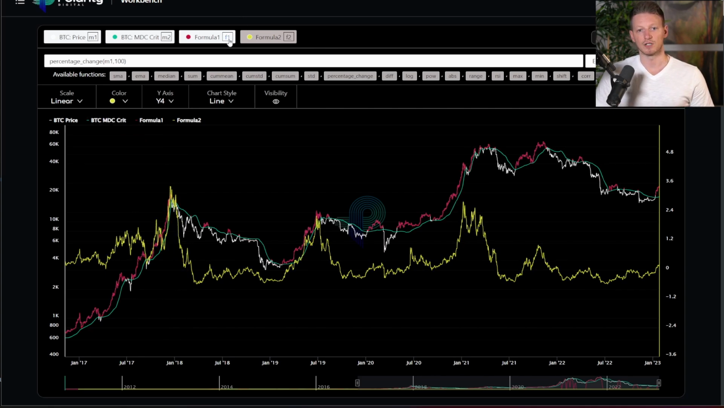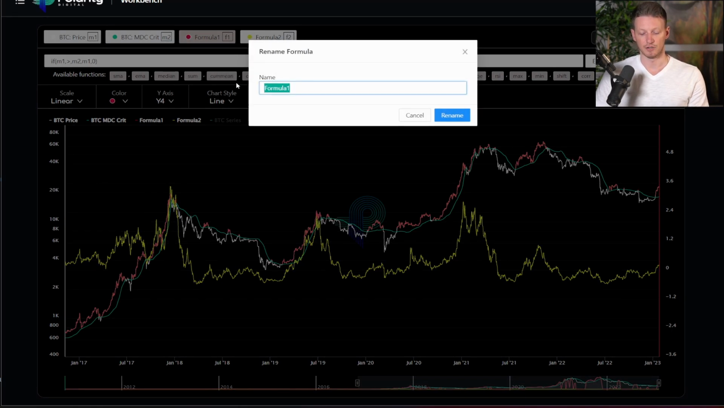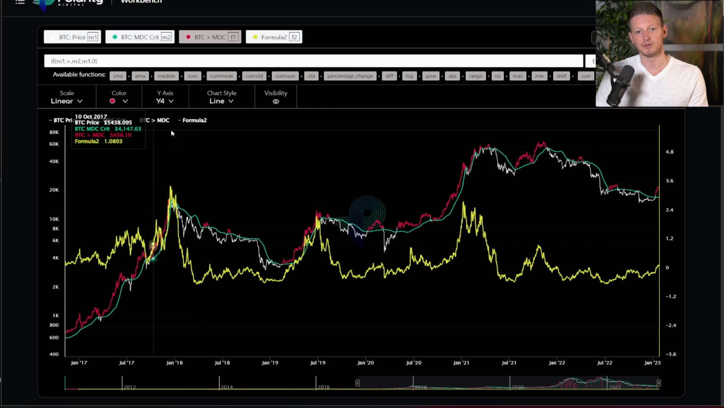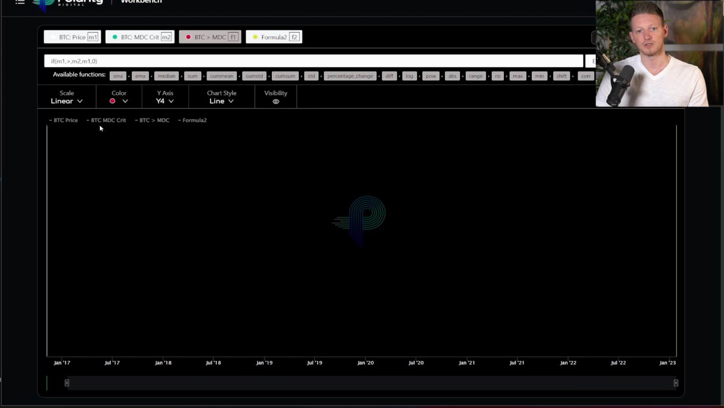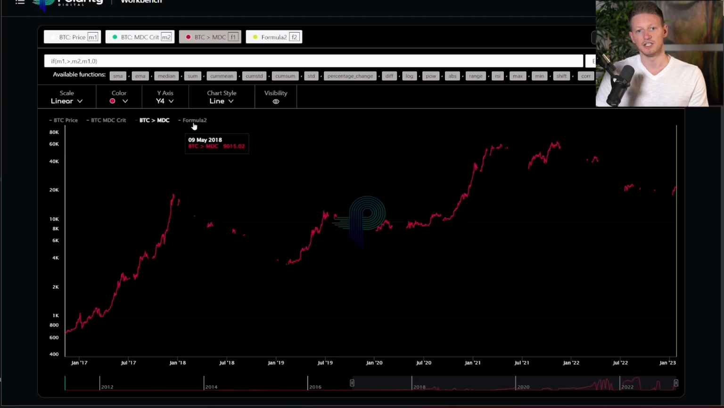And one last thing I want to quickly mention, if you want, you can rename these formulas. So you can call this BTC greater than MDC. That's just an easy way to keep it all organized up here, because you can just click on them to hide them. So let's say you want to hide the Bitcoin price and you only want to see when Bitcoin price is above MDC. That's what it will show you right there.